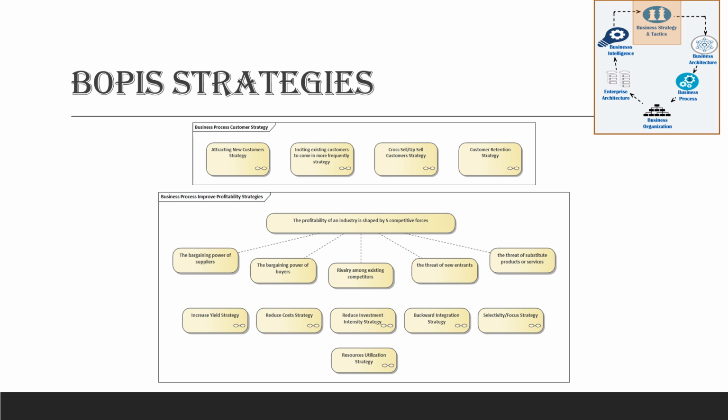So we'll work our way around the loop, starting with the business strategy and tactics. Here are a couple of sets of strategies that apply to buy online, pick up in the store. In other words, being able to attract new customers using this, incite existing customers to come in more frequently, a cross-sell and upsell strategy, which is huge, and being able to retain them. And then you want to be able to improve the profitability of the various operations.